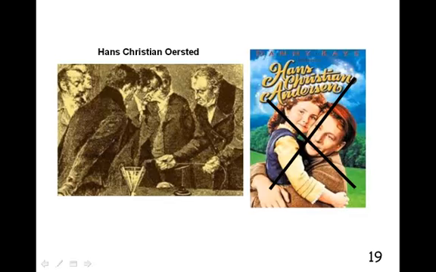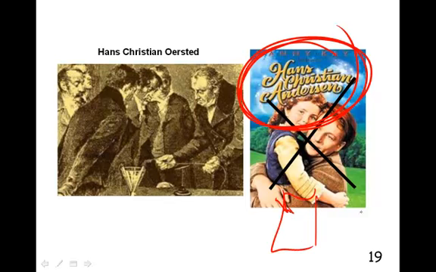Well, a lot of people get Hans Christian Ørsted confused with Hans Christian Andersen, who was the famous Scottish physicist who put his finger in the dike to save Scotland from the flood.